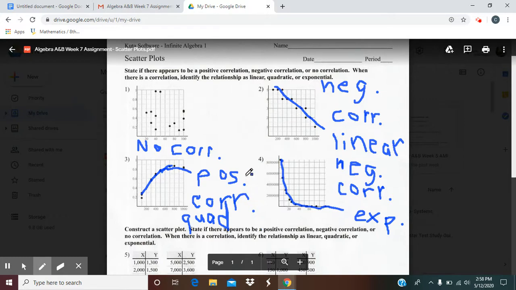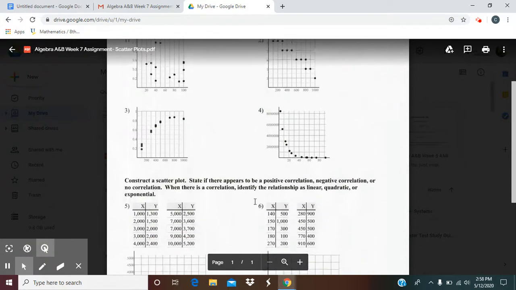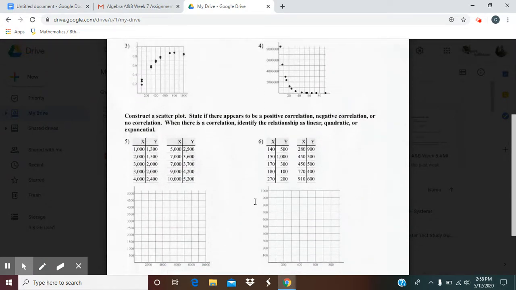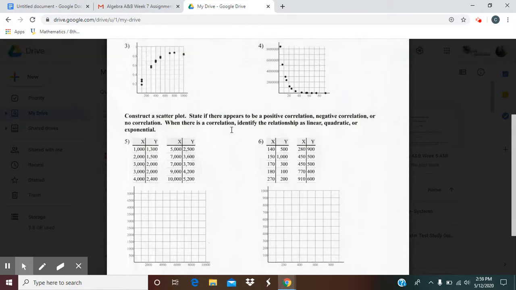All right, so that is all for the top section. Now let's discuss the bottom section. On the bottom, you are making your own scatter plots. It gives you a table, and it gives you points to use. After you create your scatter plot, you want to go through the same process we did up top. You want to say whether you think it has positive, negative, or no correlation. And then you want to say whether you think it is linear, quadratic, or exponential. I'm going to plot a point for you as an example here to make sure you're understanding how to read the table.